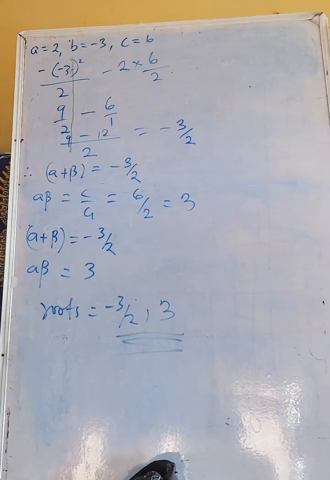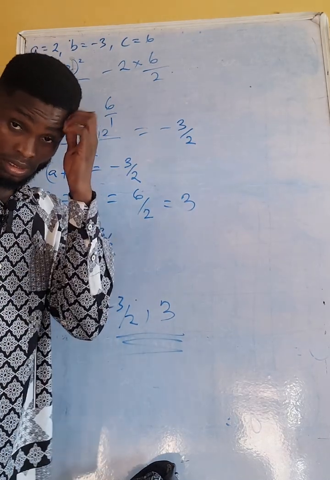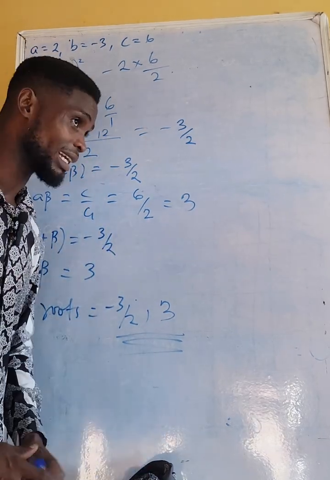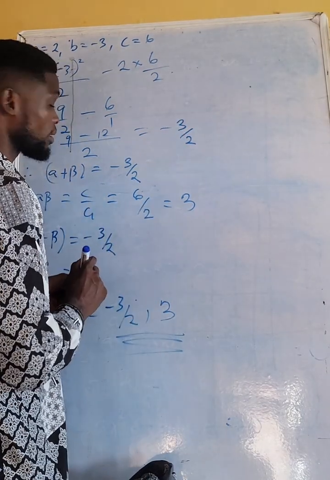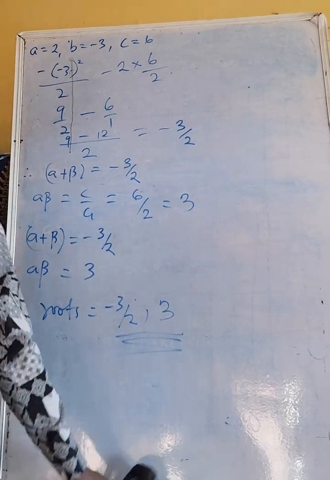So that's for that. Then we also have the second part of it, that's (ii). The roots are, pause.